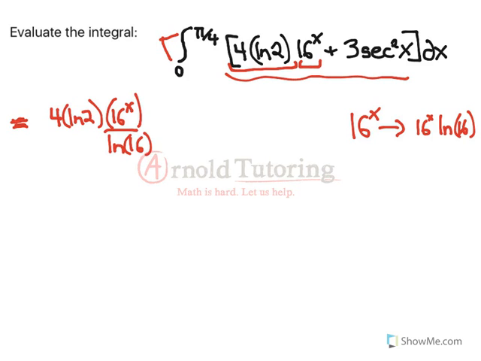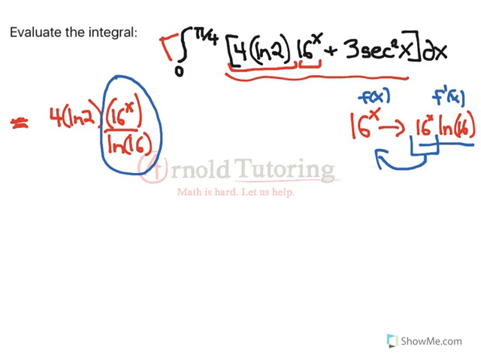Let's think about that. Why is this correct? Because if I take the derivative of this piece, I'll get 16 to the x times ln of 16 divided by ln of 16, and that's what will cancel it out. So antiderivatives, you just do the opposite of the derivative. Here, 16 to the x is multiplied by ln 16 as the derivative, and when this is the normal function, so if we are starting at just this piece, then I need to divide by ln of 16 to get back to 16 to the x.